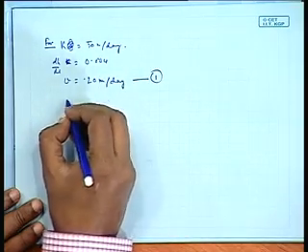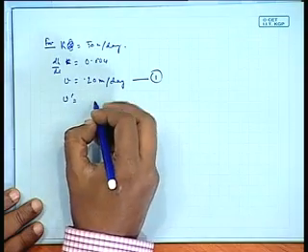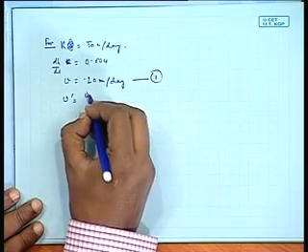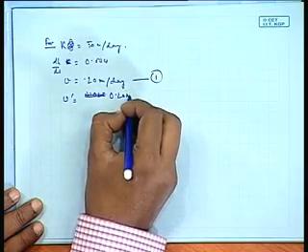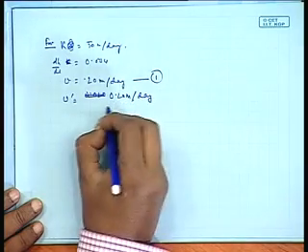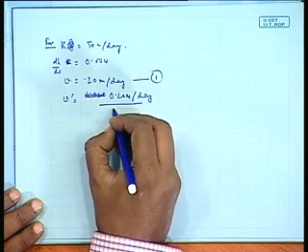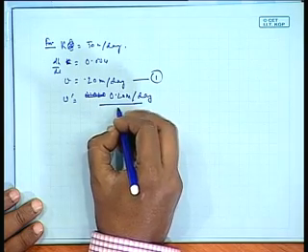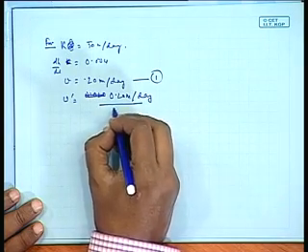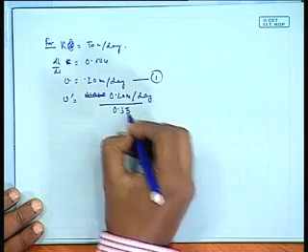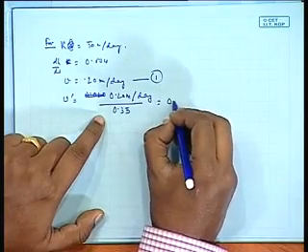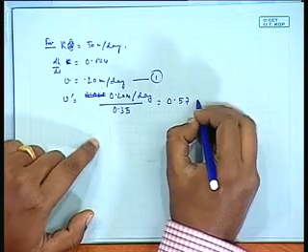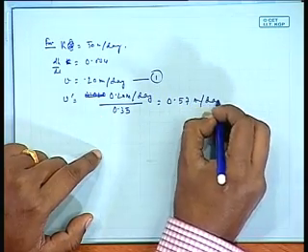Now from this V, we can find out the porosity. If the porosity is given, say we take this porosity at about 0.35 or 0.25, whatever, we can find out the velocity as 0.57 meter per day.